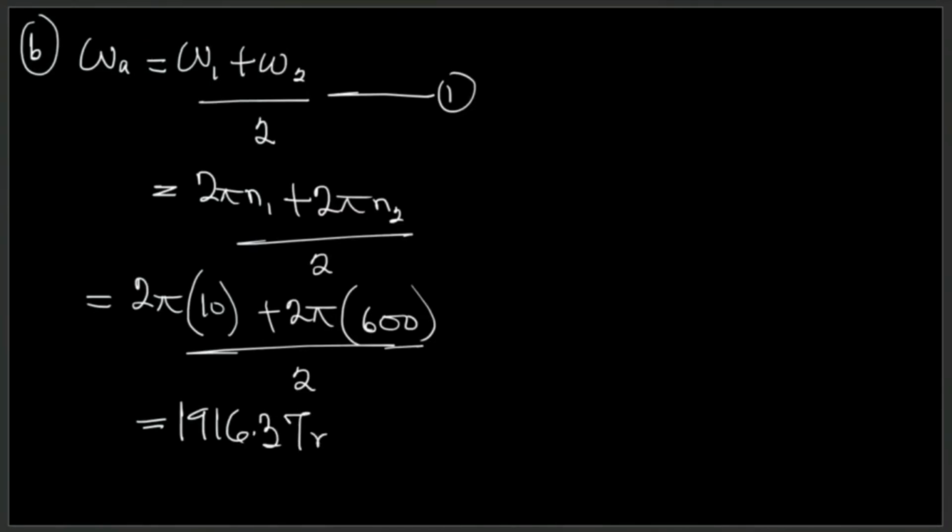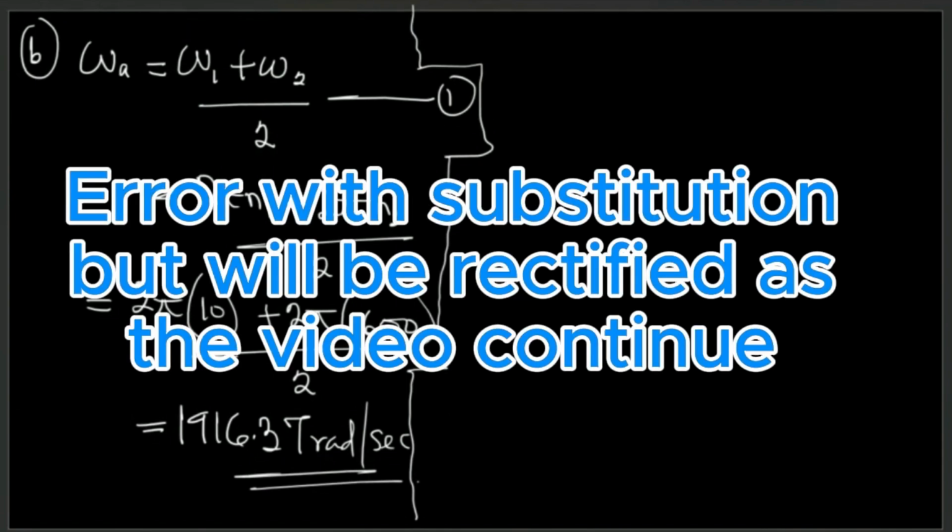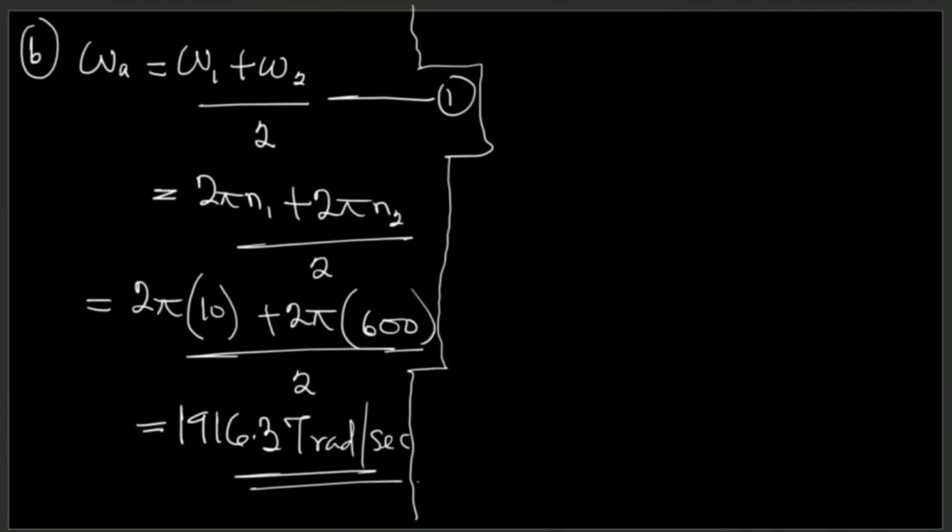The answer is 1916.37. The unit is radian per second. The rev is talking about the rotation, radian is talking about angle. Remember, angular velocity is a rate of change of angular displacement, and angular displacement is measured in radians. If you compare that to linear velocity, it is in meters per second. This one is in radians per second. So the meters is linear, and then the radians is just a way of representing the meters.